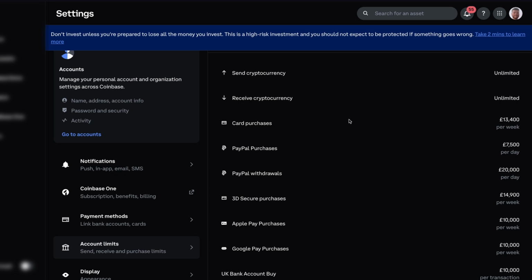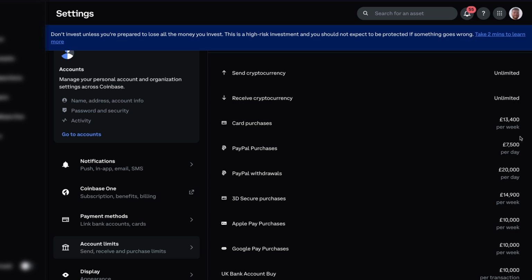But the general rule of thumb is the limits are dynamic and they can increase and decrease, mainly based on your spending habits. So particularly things like card purchases on debit or credit card and PayPal, this tends to be based on the amount you're spending in the previous, say, month or few months.